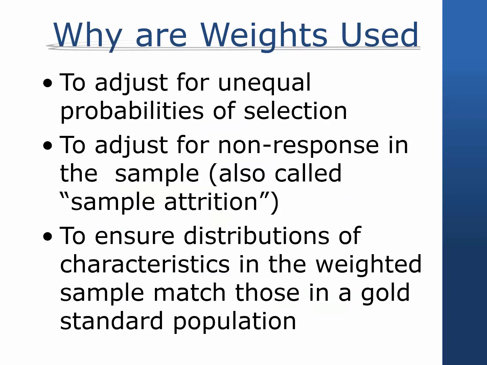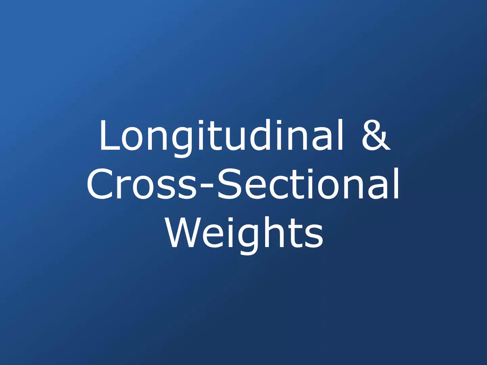Weighting not only adjusts for unequal probabilities of selection, but can also be used to adjust for non-response or sample attrition. In addition, weights can be post-stratified to an external source in order to ensure counts for particular groups align with the gold standard. PSID adjusts its weights for non-response on a regular basis and post-stratifies its cross-sectional weights to the Current Population Survey. Now that we've provided a brief introduction to weighting in the PSID, let's review in more detail PSID's longitudinal and cross-sectional weights.